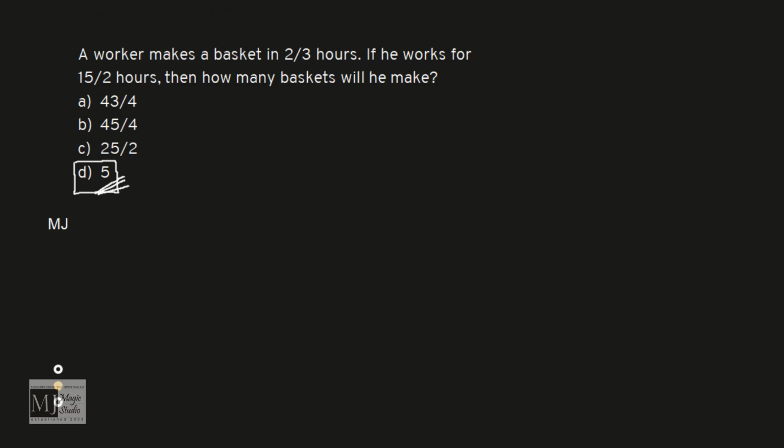But then I force myself, let us read the question carefully and then we'll check whether the answer is 5 or something else. So let's read the question first. A worker makes a basket in 2 by 3 hours. That means in 2 by 3 hours, that is into 60, 40 minutes, one work is done. One basket is produced. If he works for 15 by 2 hours, 15 by 2 hours means how many minutes?